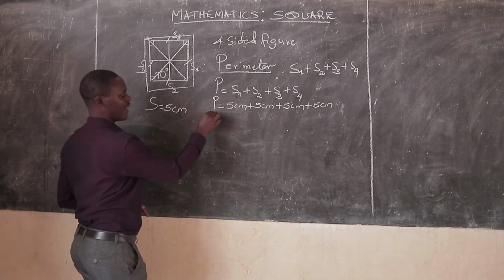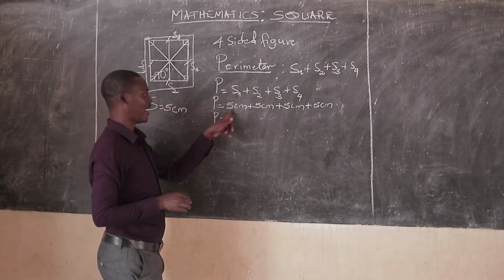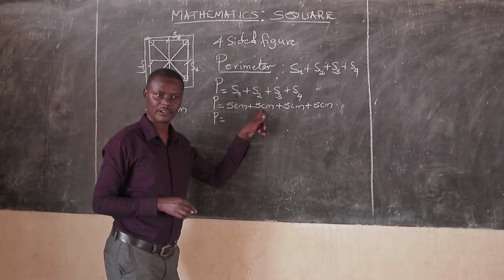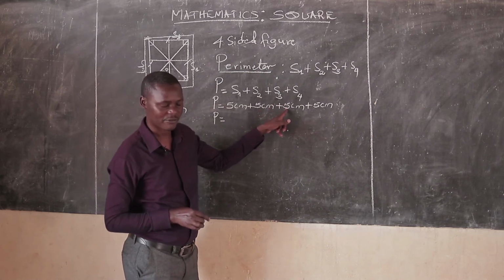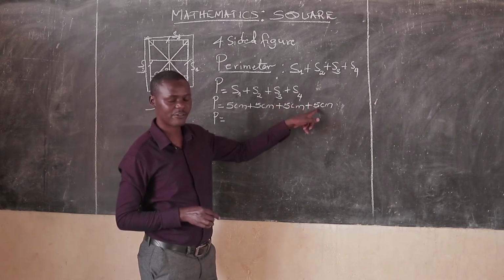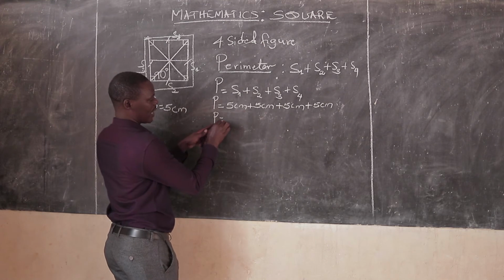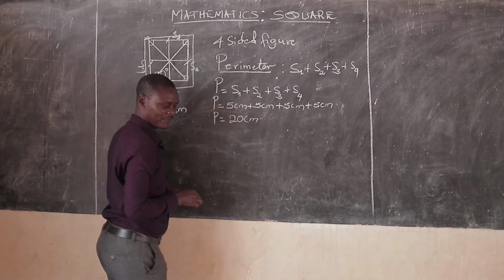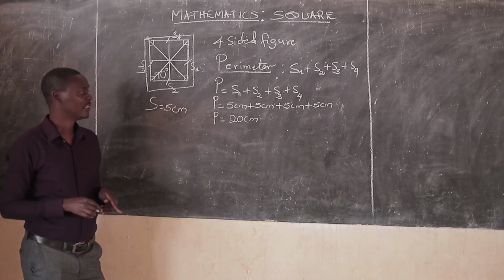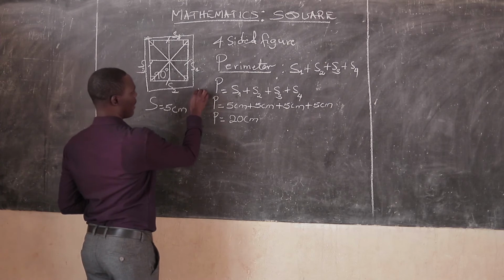Now let's find the sum. The perimeter will simply be 5 plus 5, that's 10, plus 5, 15, plus 5, 20. Now, our perimeter is 20 centimeters. Taking example number 2. This is example number 1.